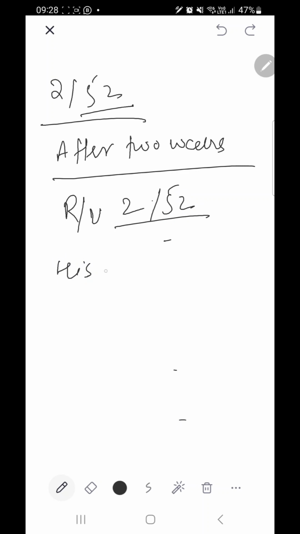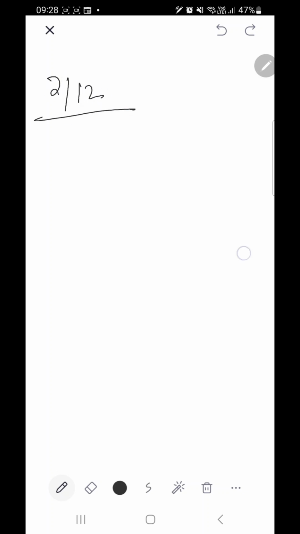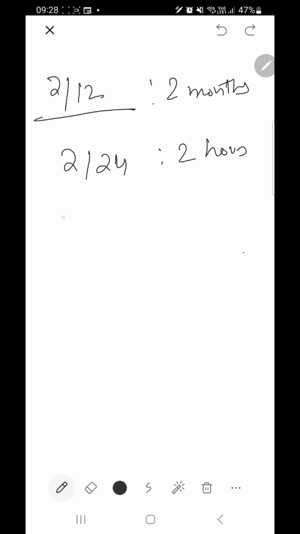So we can write down his review appointment has been scheduled after 2 weeks, right? Similarly, we can write it down, let's say 2 by 12. So it stands for 2 months. 2 by 24 stands for 2 hours, right? 3 by 7 stands for 3 days, the way it's written.